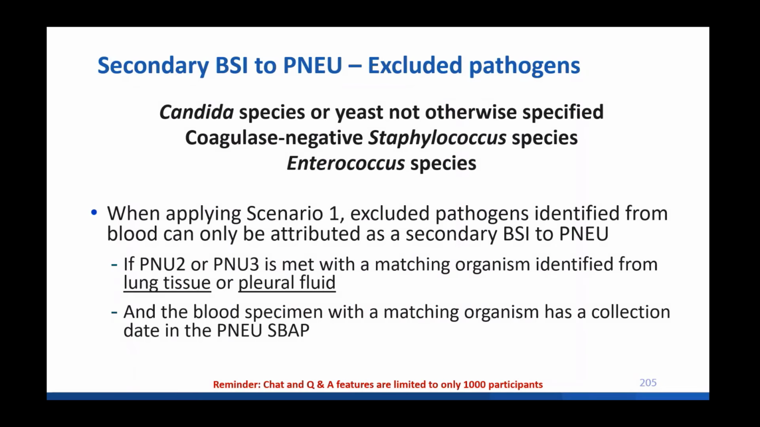And remember the excluded pathogens. What happens if they are identified in a blood specimen collected during the secondary BSI attribution period? If excluded pathogens are identified from blood, they can only be attributed as a secondary BSI to pneumonia if pneumonia 2 or pneumonia 3 is met with a matching organism identified from lung tissue or pleural fluid, and the blood specimen collection date is in the secondary BSI attribution period.